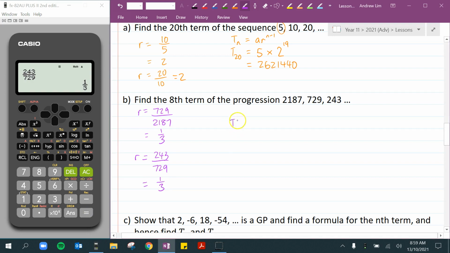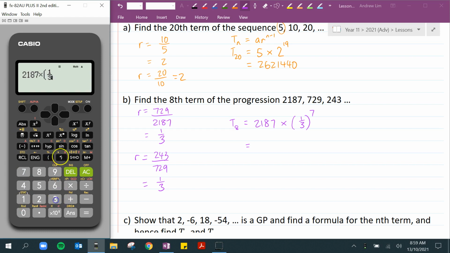So we want to find the 8th term. The first term is 2187, and we're going to multiply it by the ratio to the power of n minus 1, which in this case will be 7, because n is 8. So let's put that in our calculators: 2187 times, let's put it in brackets, 1/3 to the power of 7. And that's 1.